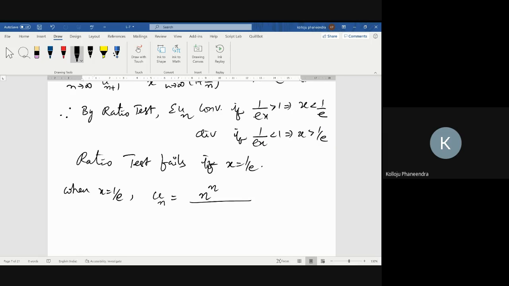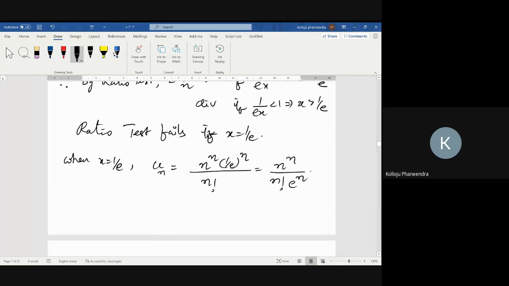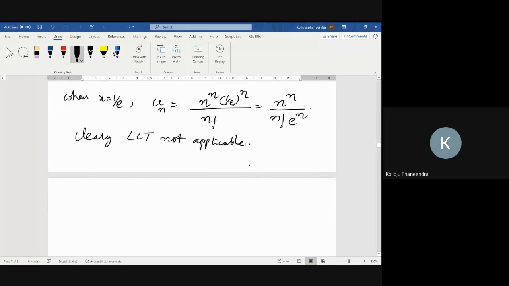Since n factorial is there, with x to the power of n being 1 by e whole power n, this value is n to the power of n by n factorial e to the power of n. Clearly, factorial is there, so the ratio test fails and is not applicable. Then again, I have to apply Raabe's test.